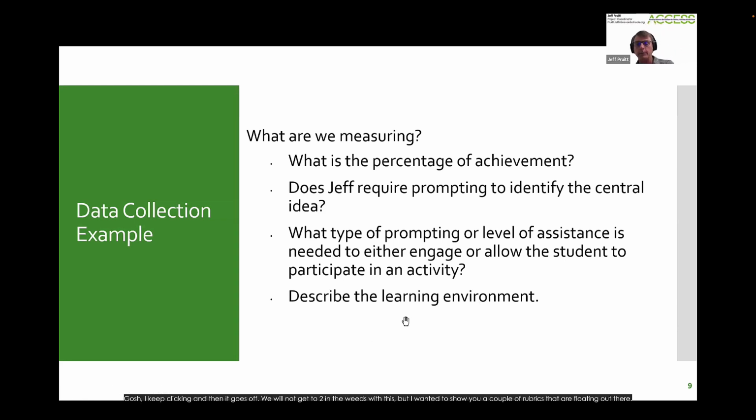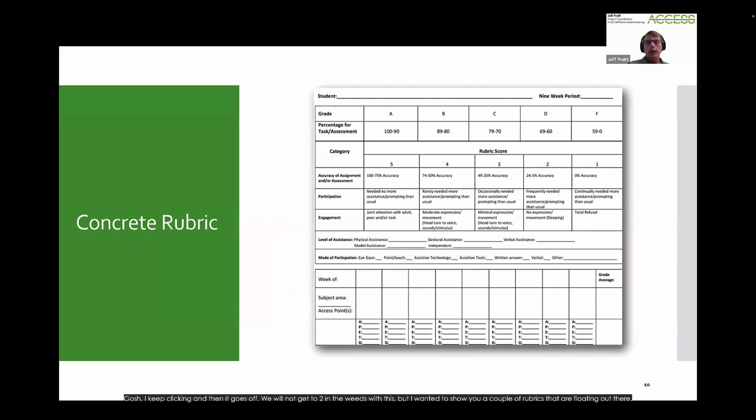Gosh, I keep clicking and then it goes off. We will not get too in the weeds with this, but I wanted to show you a couple of rubrics that are floating out there. This is a rubric for students on access points. This is the concrete rubric. We have 4 rubrics that you can access off the Access Project website. I'm sure that you've all been in there and messed around with the Access website, but I am going to put it in the chat real quick, just in case.